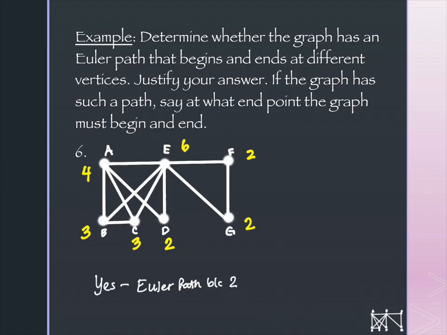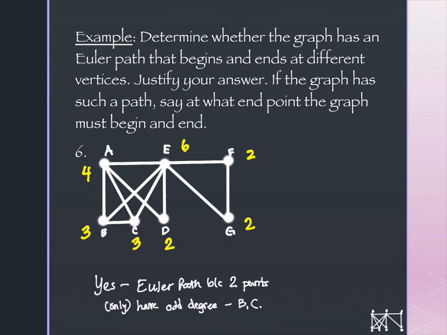Because 2 points, I'm going to put the word in parentheses only, have odd degree. And those 2 points, of course, were B and C, right? 2 vertices.